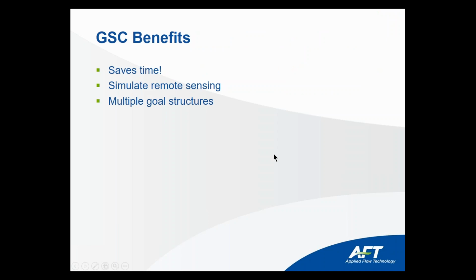So what are some of the benefits of the goal seek and control module? Well, first off, you can save time. We saw that by avoiding the manual iterations. You can simulate remote sensing. So if you have control logic set up to control some downstream parameter that's very important to your operating process, goal seek and control will allow you to simulate that remote sensing capability. And then again, those multiple goal structures.